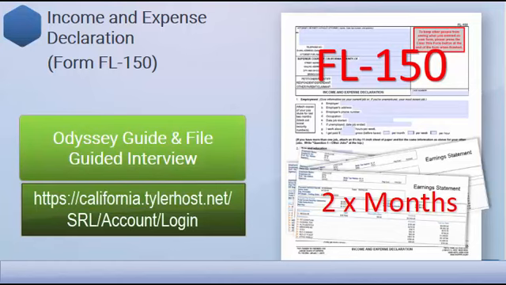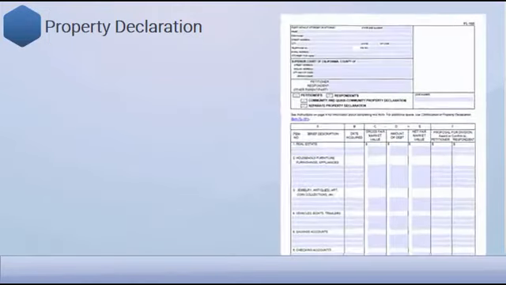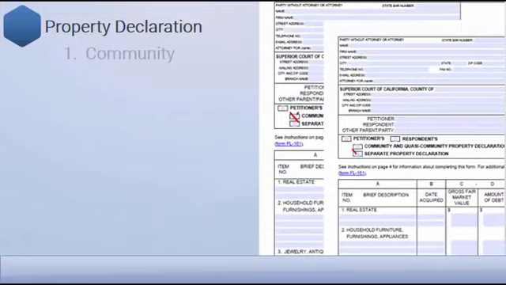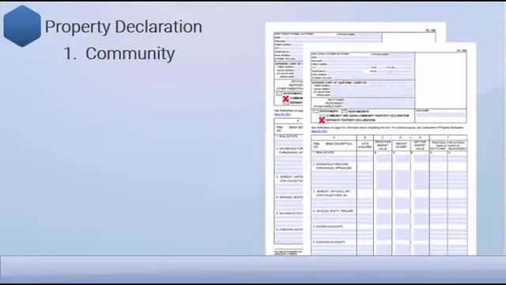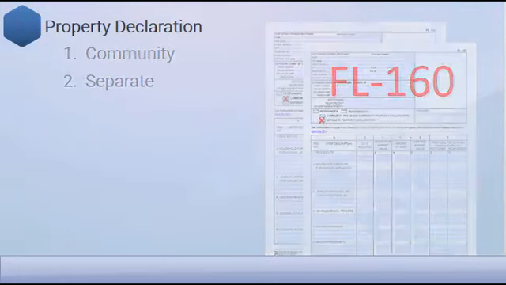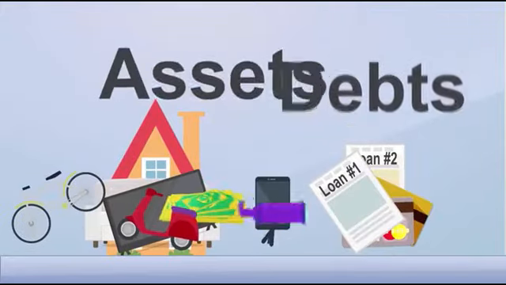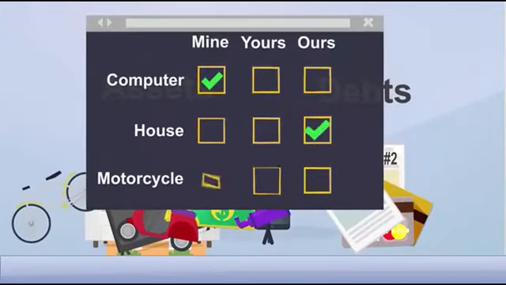Odyssey Guide and File provides a guided interview that will help you complete your income and expense declaration. You will need to fill out two different property declarations, one form for community property and the other for separate property. Itemize all assets and debts for both or either of you.